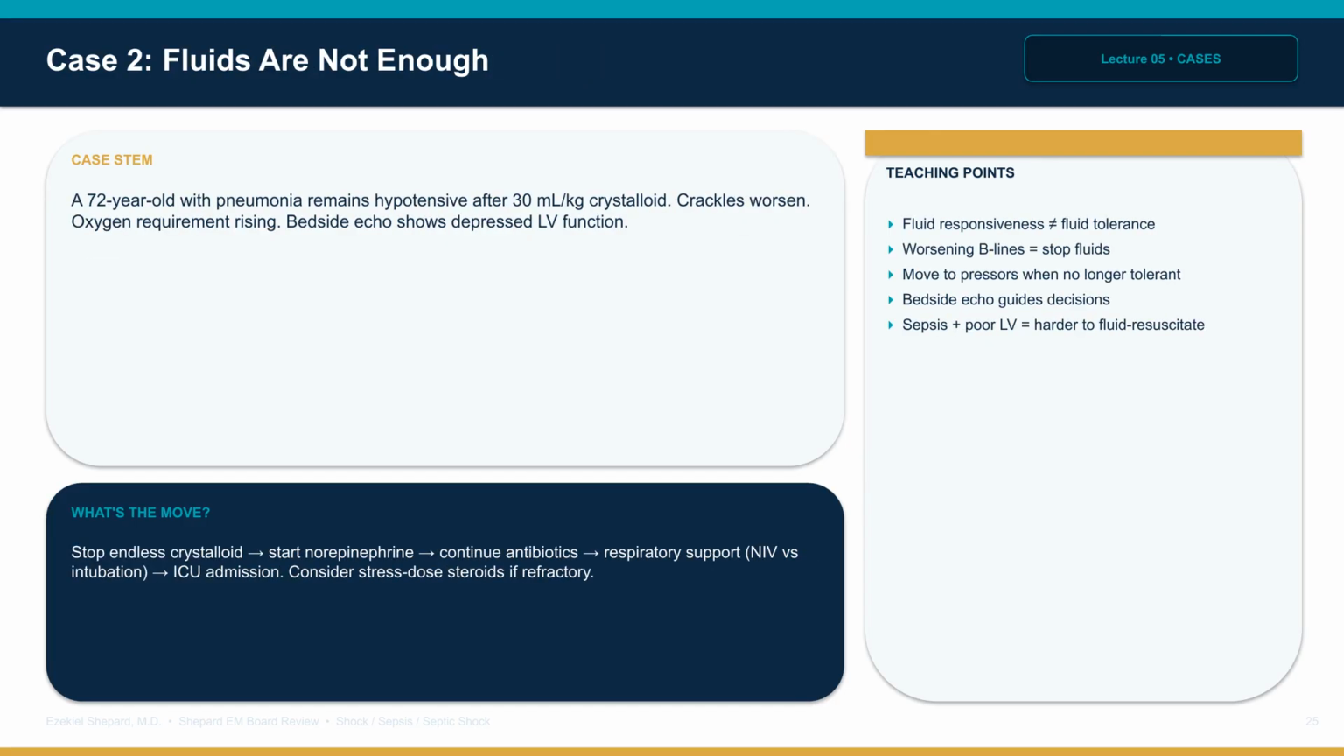Case 2. A 72-year-old with pneumonia remains hypotensive after initial fluids. Crackles worsen and oxygen requirement rises. Bedside echo suggests poor left ventricular function. The next step is not endless crystalloid. The next step is norepinephrine, ongoing antibiotics, respiratory support, and intensive care unit admission. The management changes when fluid tolerance is gone.